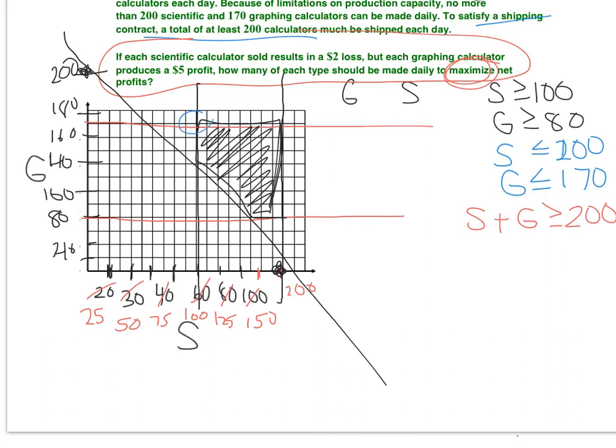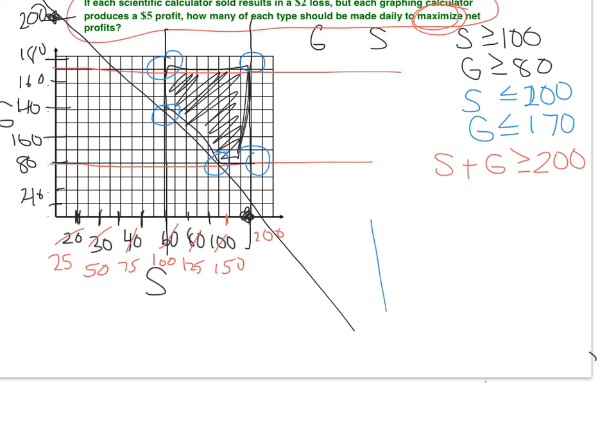So these are called the vertices of the feasible region. So I need to figure out what G and S are for each of these vertices. So let's stick with the ones that are simple first, and I'll make a chart of the S and of the G. One of the solutions right here is 200 and 170. So S is 200, G is 170. That's this vertex right here. This vertex is 100 and 170. So S is 100, G is 170.